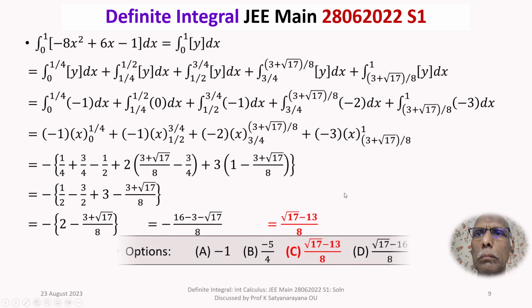And let's look at our options. Our answer, root 17 minus 13 by 8, appears against option C. Therefore, the answer to this question is option C.